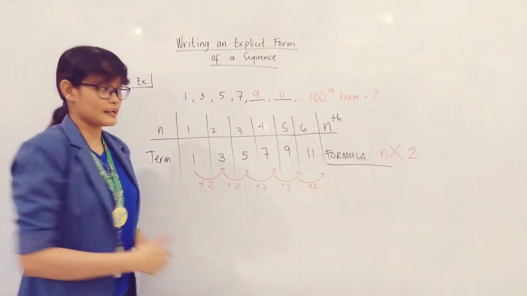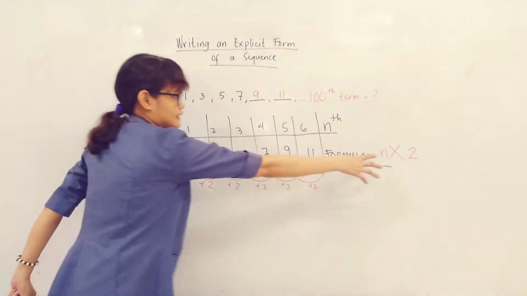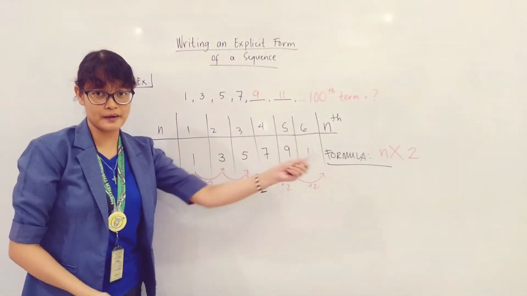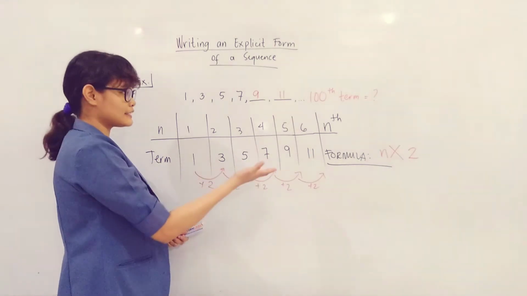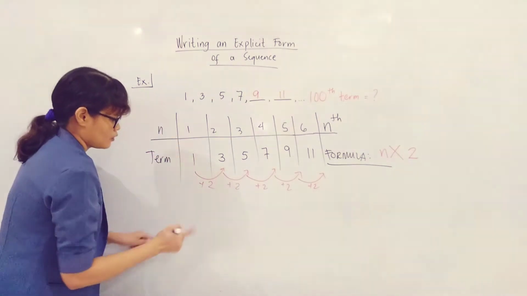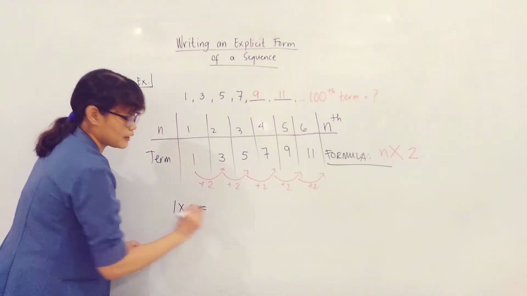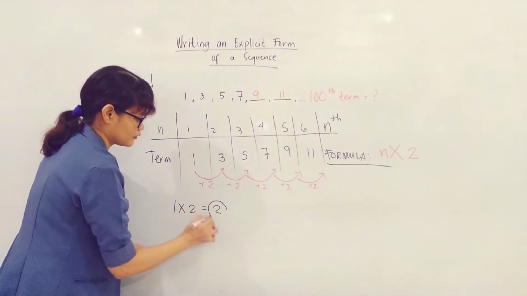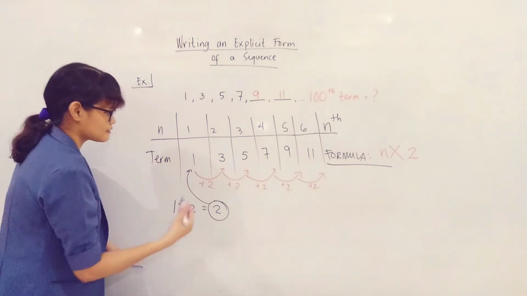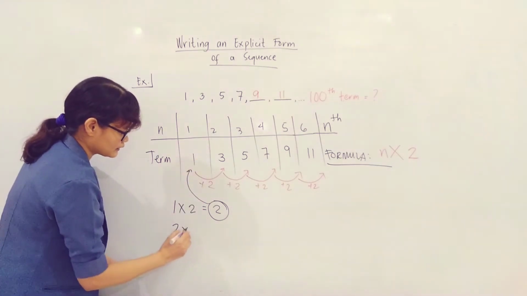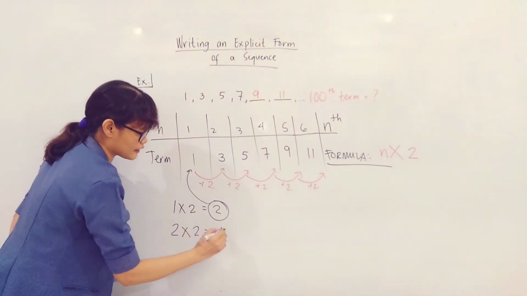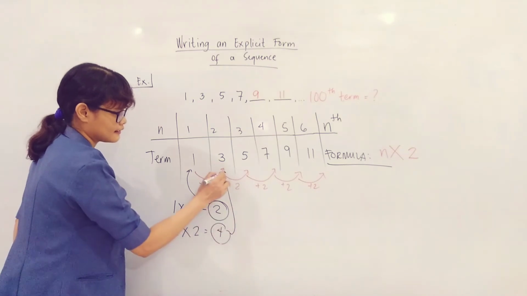Okay, so titingnan natin ngayon gamit yung formula na yan. Say, yung n na yan is nandito yung position of terms mo. Yan yung mga numbers niya. So let's try substituting the value for n, say, 1. So you have 1 times 2, but 1 times 2 is just 2. Ang kailangan natin ay 1. Next, try natin ulit kay 2. So, 2 times 2 is equal to 4. Eh, ang kailangan natin, 3.